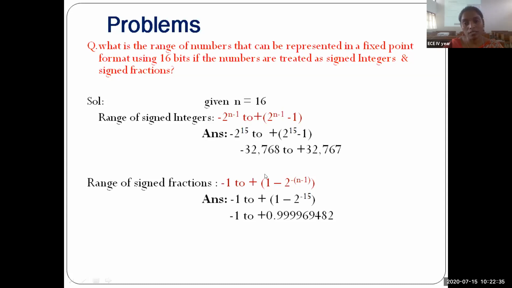And what about the fractions with 16 bits? The fraction range is minus 1 to plus 1 minus 2 power minus of n minus 1. Substituting, minus 1 to 1 minus 2 power minus 15. 2 power minus 15 is nothing but 1 by 32,768. So you can represent fraction values from minus 1 to plus 0.99969482. This is the range of fractions. Is it clear? Now answer my question: if n equal to 4, what is the range of signed integers?